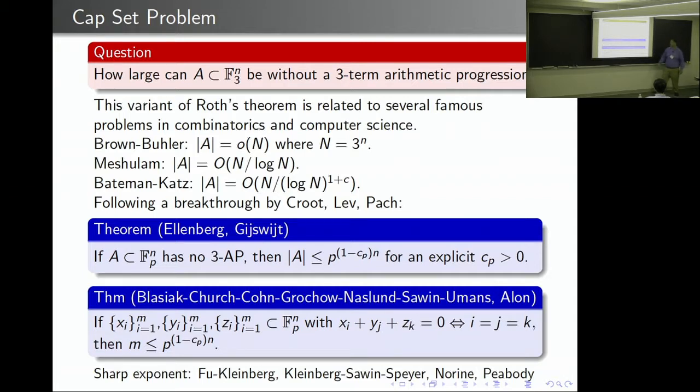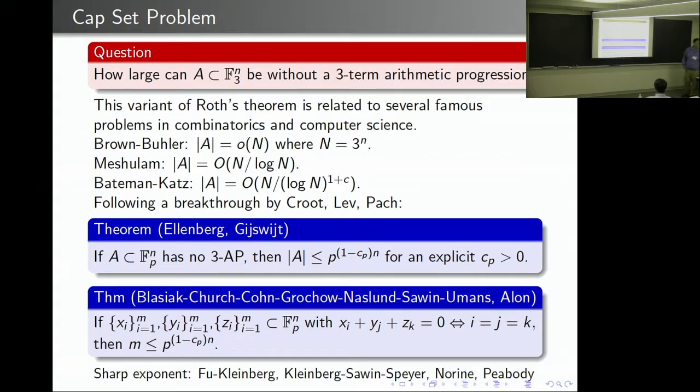And then later, Kleinberg, Sawin, and Speyer proved that it was tight for larger p. It was conditional on a conjecture that they had, which was later proved independently by Sergey Norin and Luke Pebody. So there's been a lot of work on this over the last year, and many other related problems.